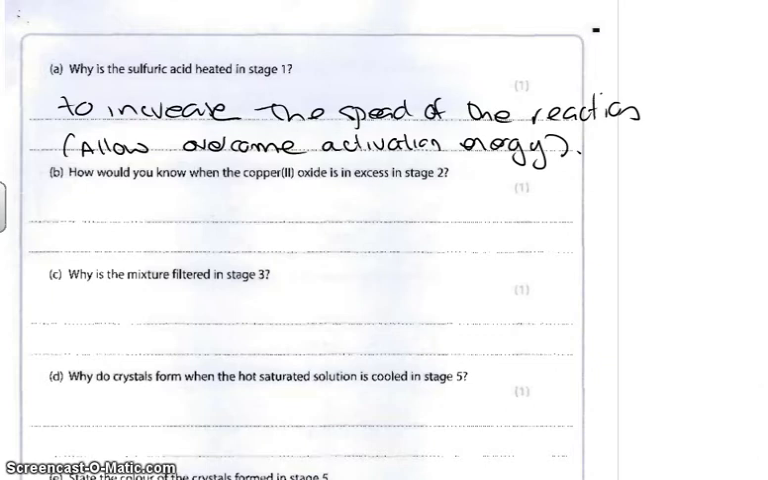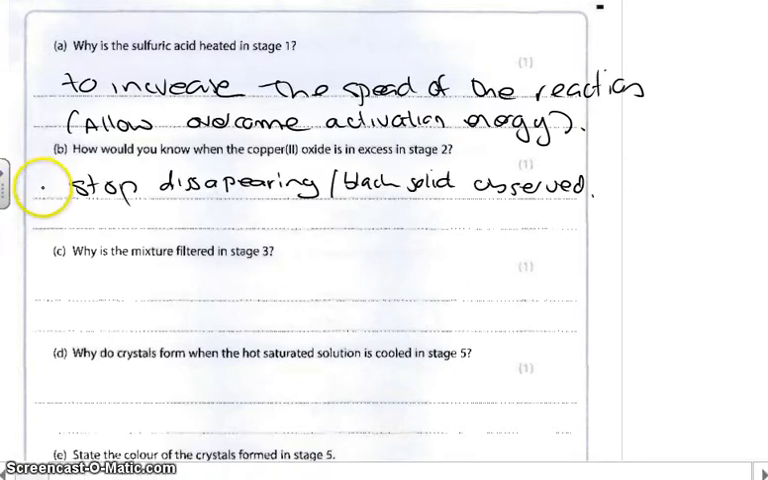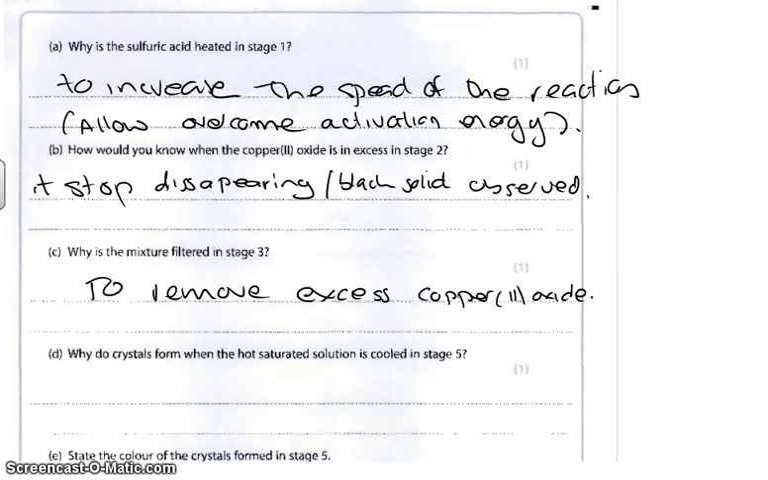So both of them. How would you know when copper 2 oxide is in excess in stage 2? So you'll remember from doing this, it stops disappearing, that is the copper oxide, or you observe a black solid at the bottom of the beaker. So why is the mixture filtered in stage 3? So you've added this excess, so now you need to get rid of it. So to remove the excess copper 2 oxide.